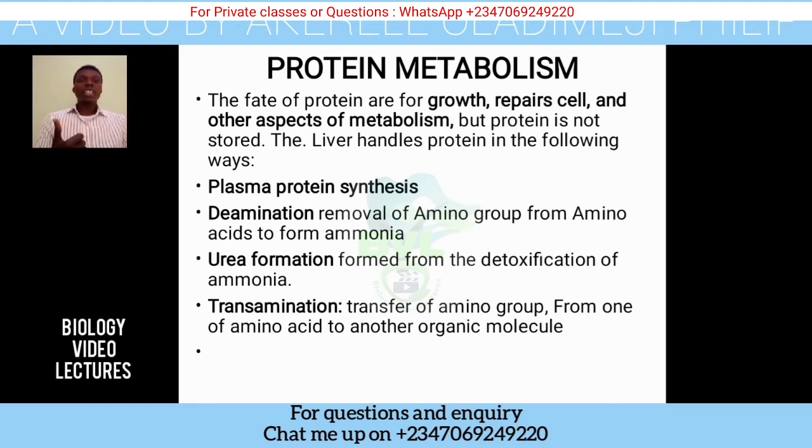Deamination, which is the removal of the amino group from amino acid to form ammonia. Then urea formation. That is the conversion of ammonia, because ammonia is toxic, to urea, which will be excreted by the kidney. So bear that in mind. It's in sequence. When we deaminate an amino acid, we convert it to ammonia. Ammonia is then used to form urea. Then transamination, which means the transfer of the amino group from an amino acid.